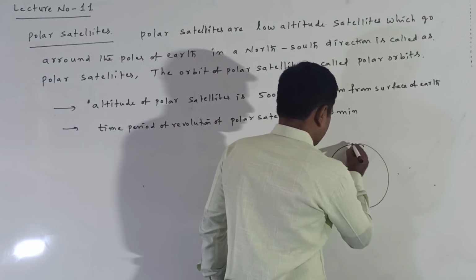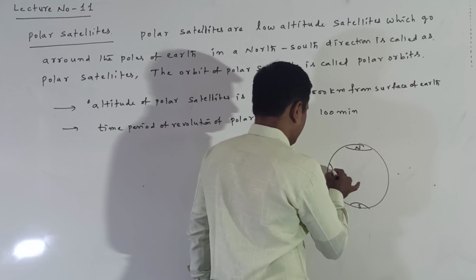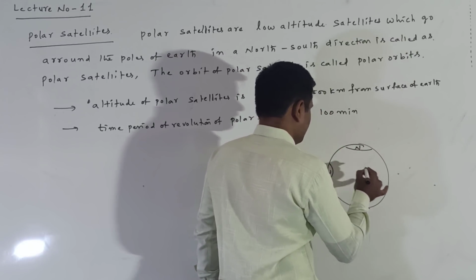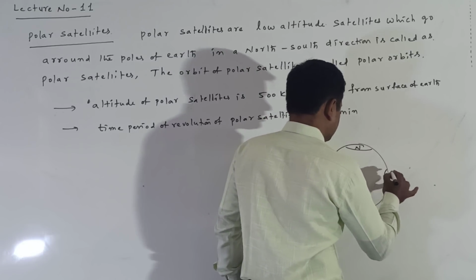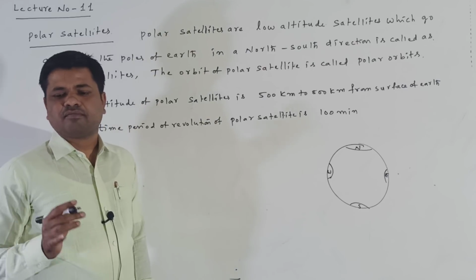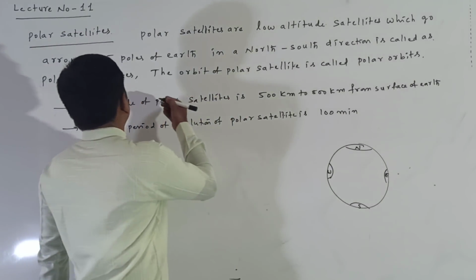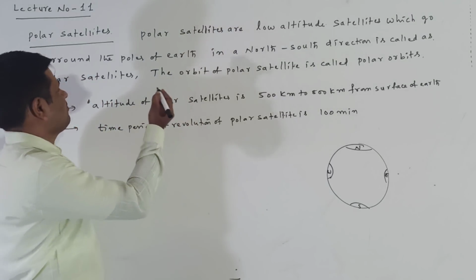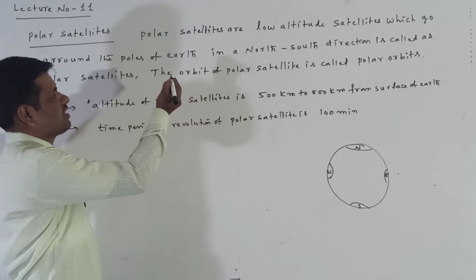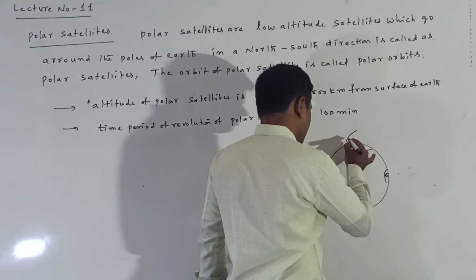We know that this is the north pole, this is the south pole, this is west, and this is east. We know that already. Now, polar satellites go around the poles of Earth in the north and south direction. It is revolving in the north and south direction.